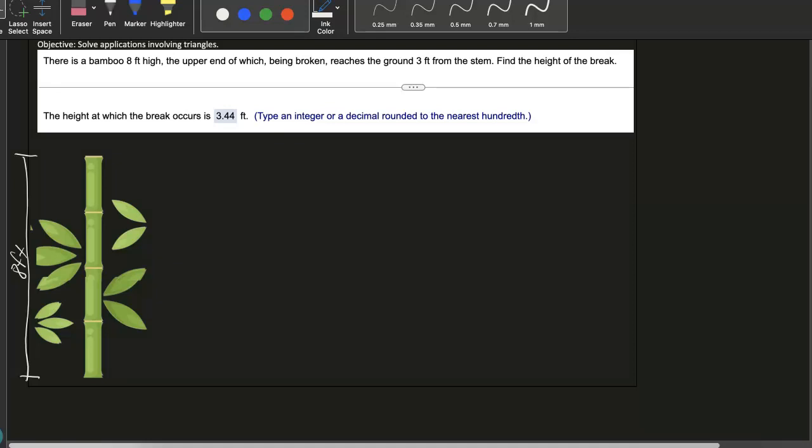In this example, we're going to solve an application problem involving right triangles. So at first, we're told that this stalk of bamboo is 8 feet high. And I have this little image here just to give us a sense of what we're being given, and labeled it as 8 feet. But the upper end is broken, and when it breaks, it reaches the ground 3 feet from the stem. Let me show you what that looks like.